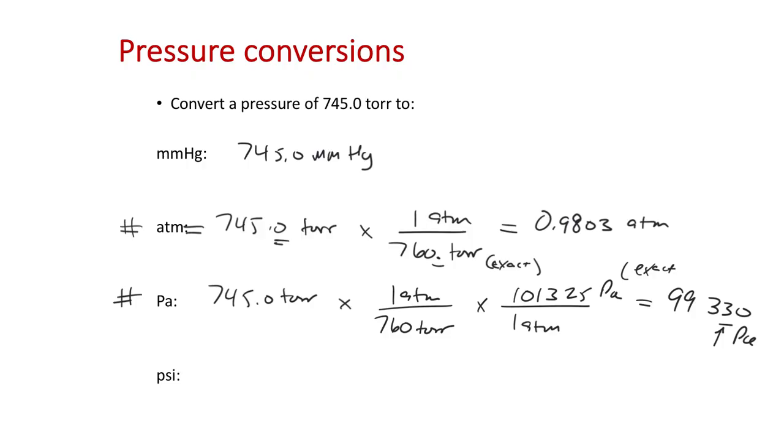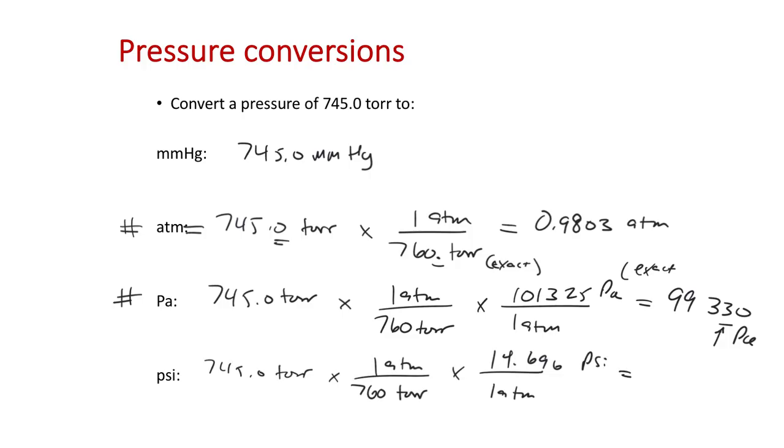And then lastly, the PSI within this example would be 745.0 torr, 760 torr is 1 atm, 1 atm is 14.696 pounds per square inch. This would be our total PSI.